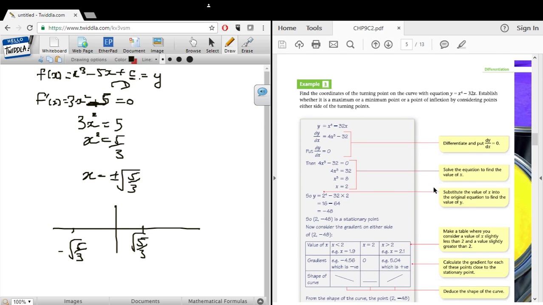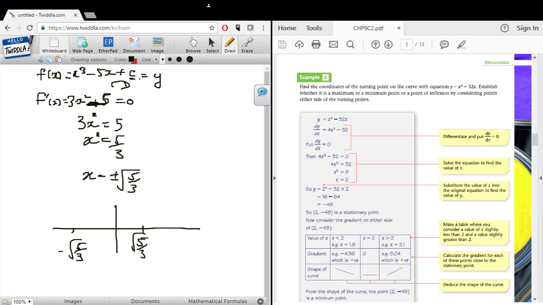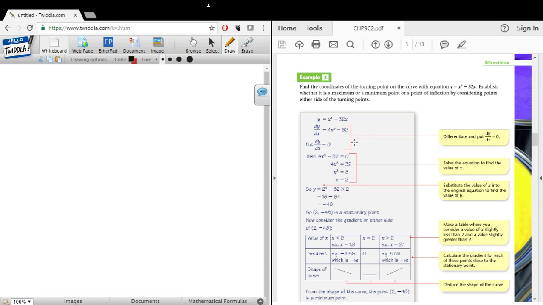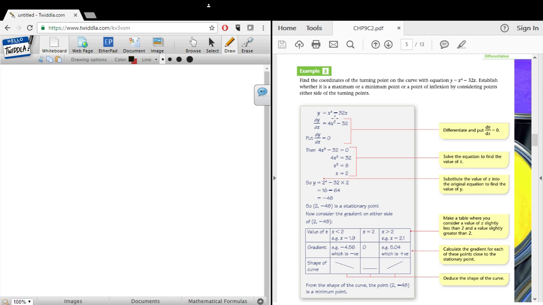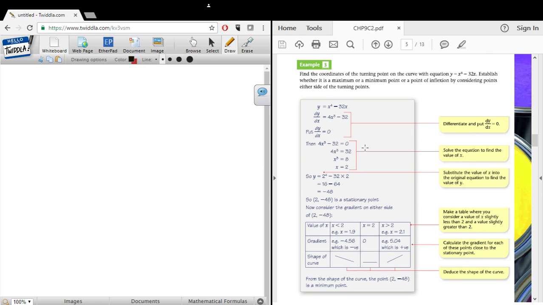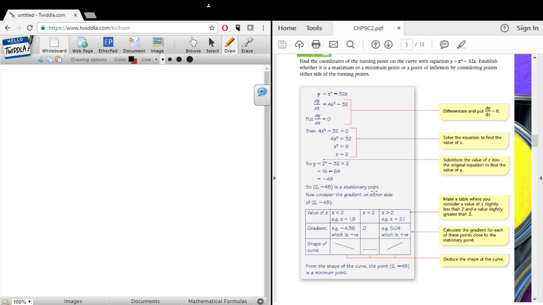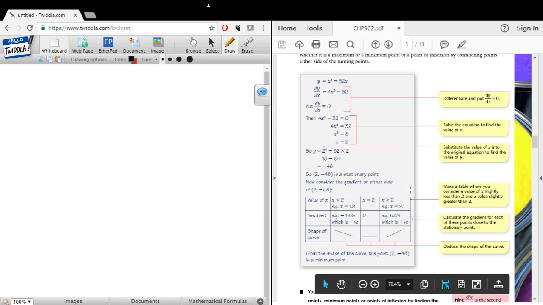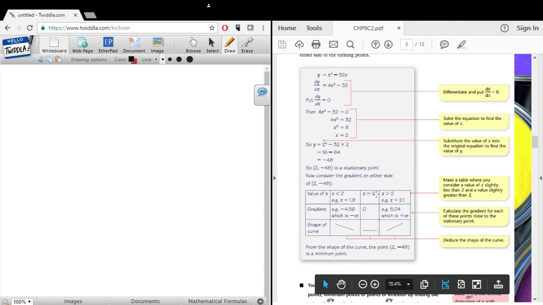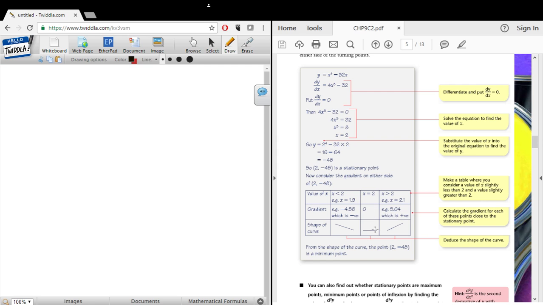Just going on to this example here, example 3, we can see that, like our previous example, they have x to the power of 4 minus 32x, differentiated it and equated it to 0. Then they have rearranged to find x. x is 2 here. They've plugged it back into y. Once they found their coordinates, they know that this is a stationary point. What does that mean? It could be a maximum, a minimum, or a point of inflection. They use a slightly different method here, which is quite tedious in my opinion, but they know that x equals 2 is going to have gradient 0, it's going to be flat.